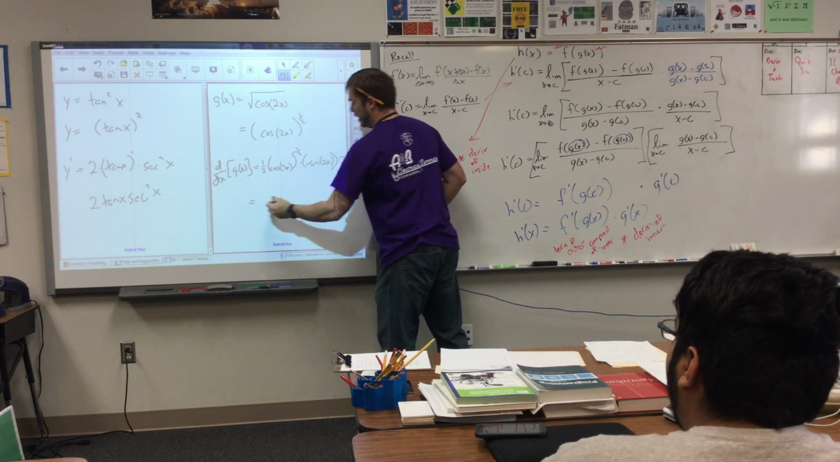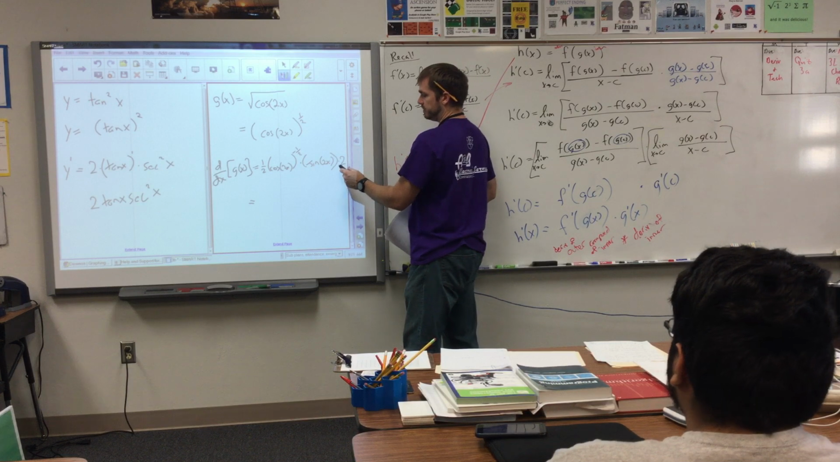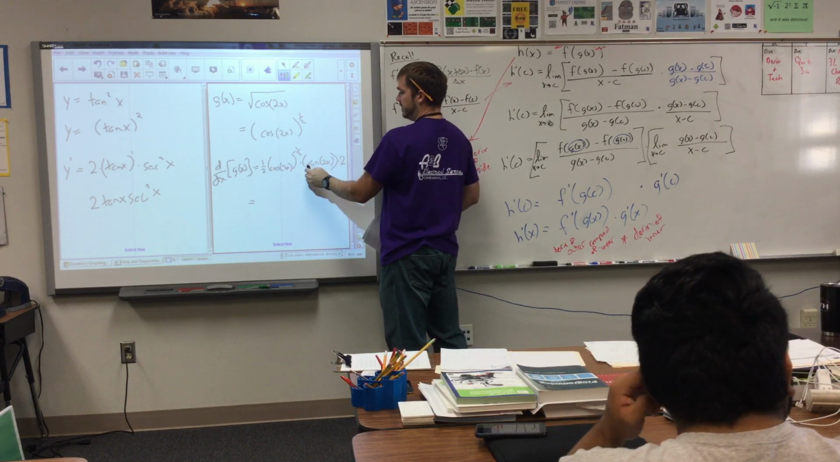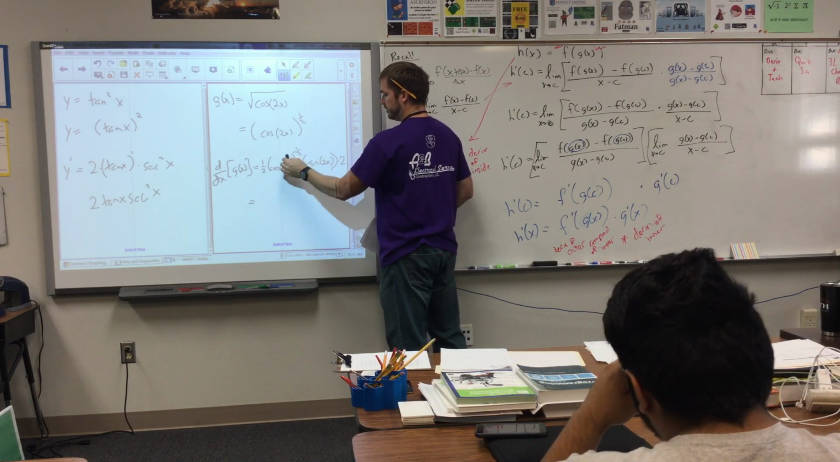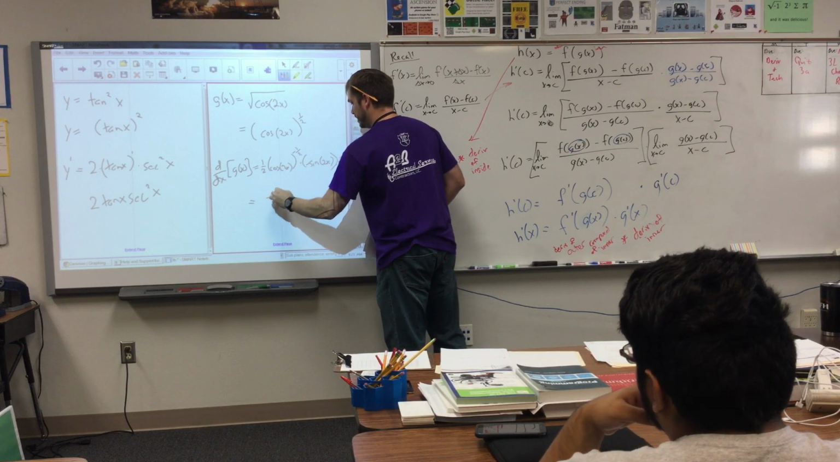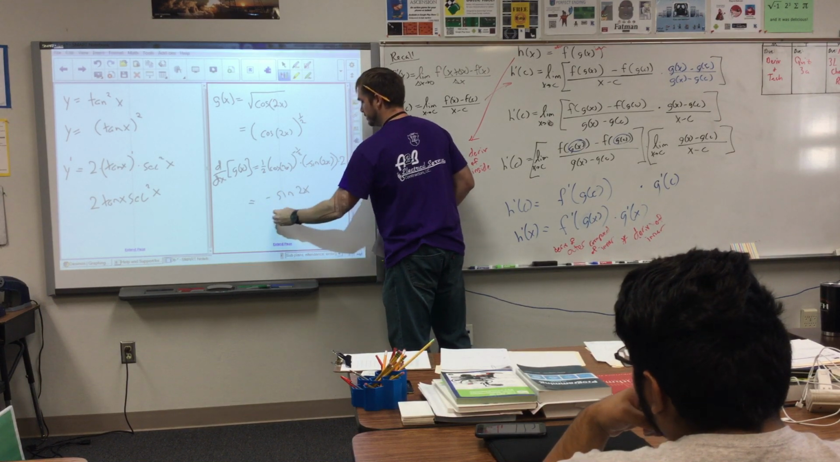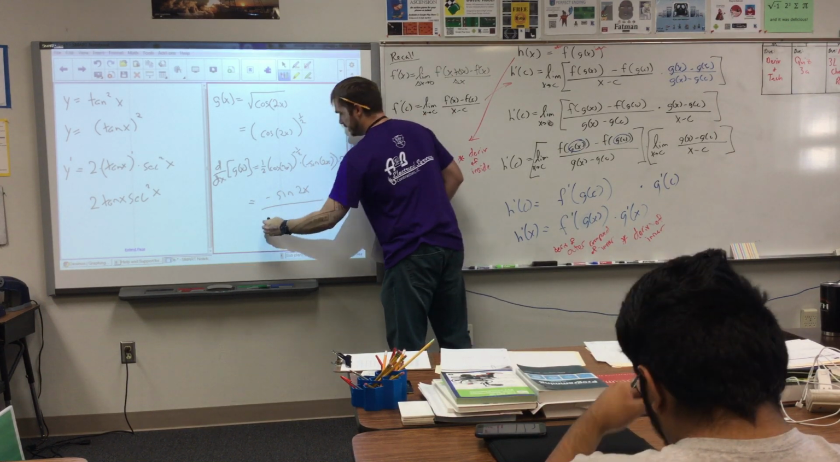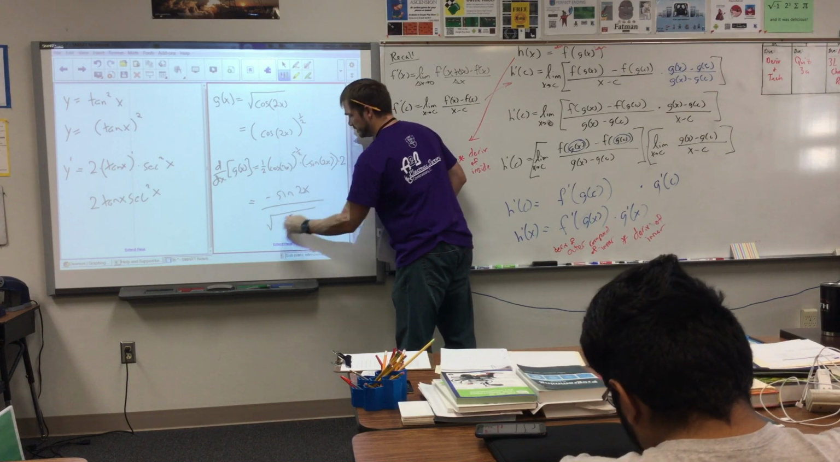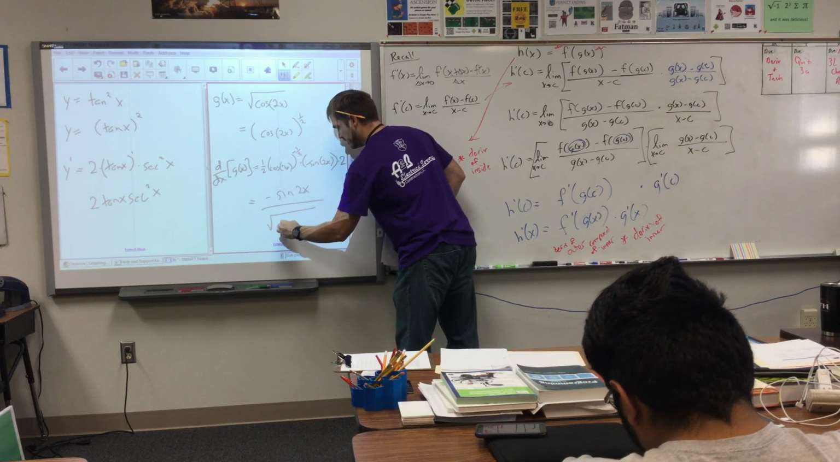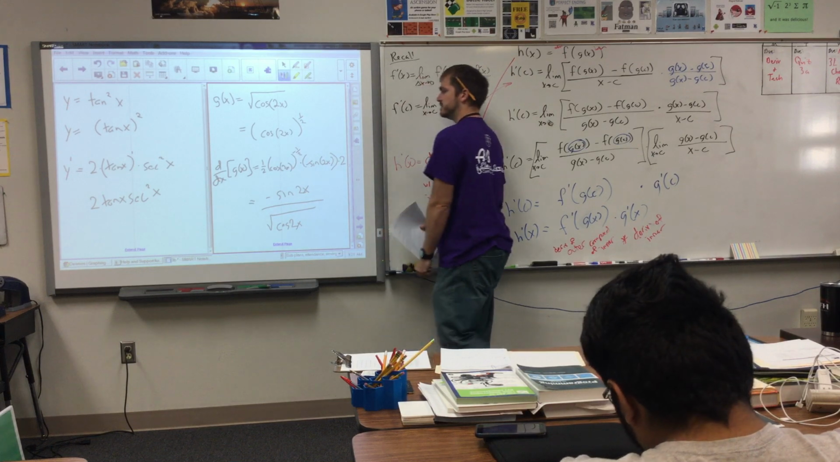If I wanted to do a little bit of simplification, I'd say that 2 cancels out this 2. I've got a negative, and then I could pull this into the denominator, so I could say negative sine of 2x divided by, I push this in the denominator, that will turn into a square root, cosine 2x.